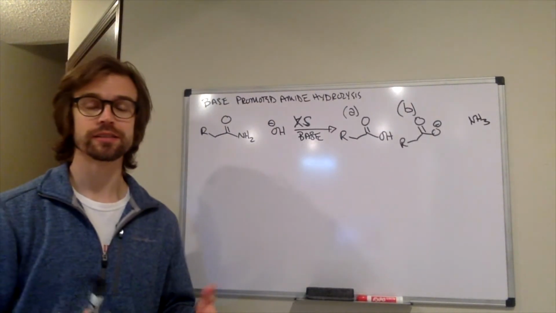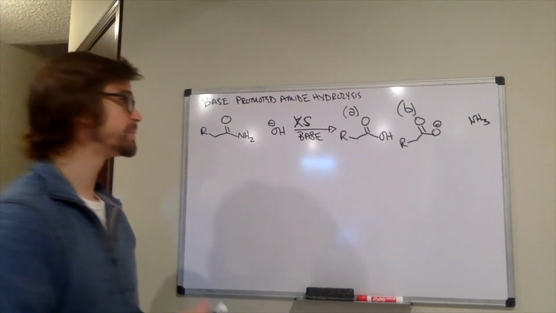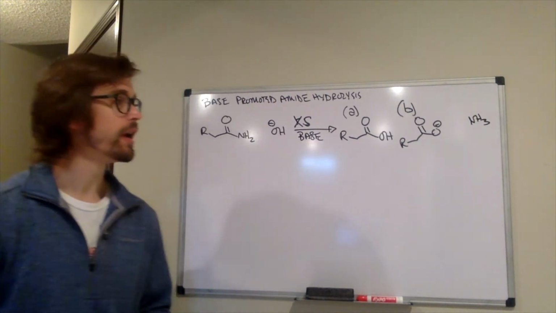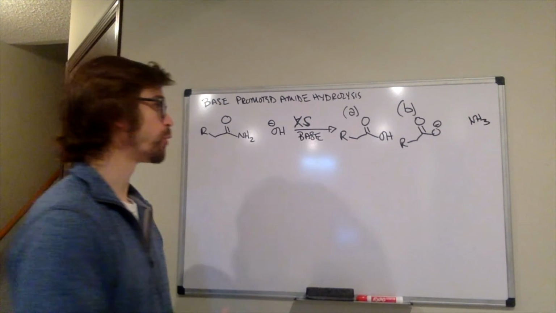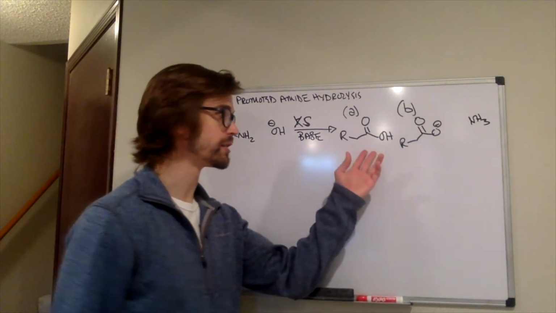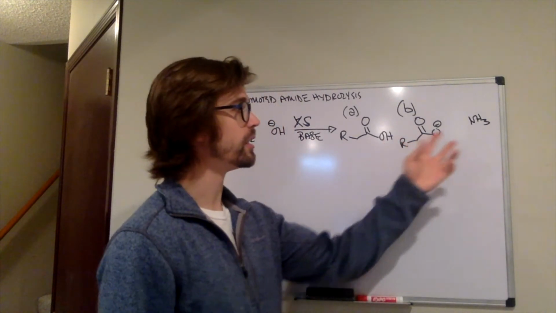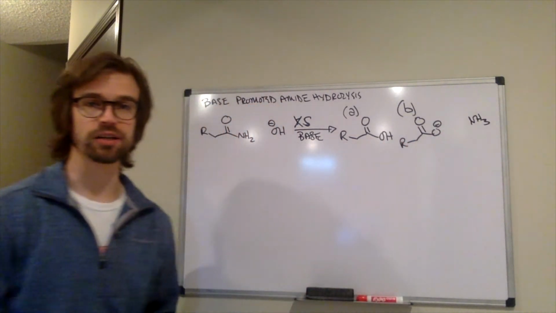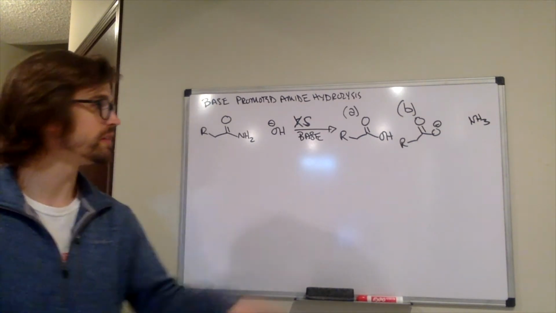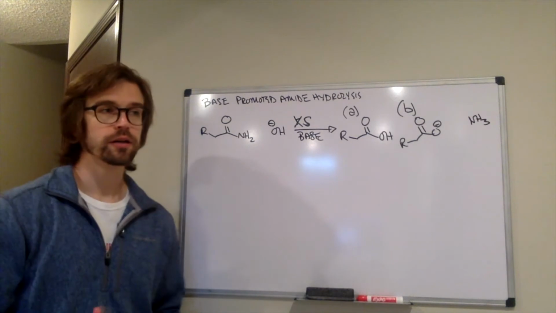So we can do acid promoted amide hydrolysis. We can also do base promoted amide hydrolysis. And let's take a minute before we even talk about the mechanism to just think about the products. So we have a carboxylic acid or a carboxylate, A or B, plus our amine as our leaving group. So which of these are going to be the product, A or B?